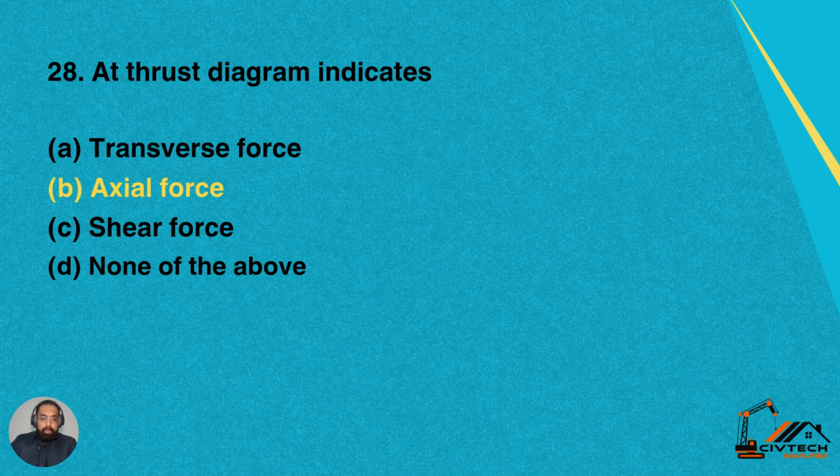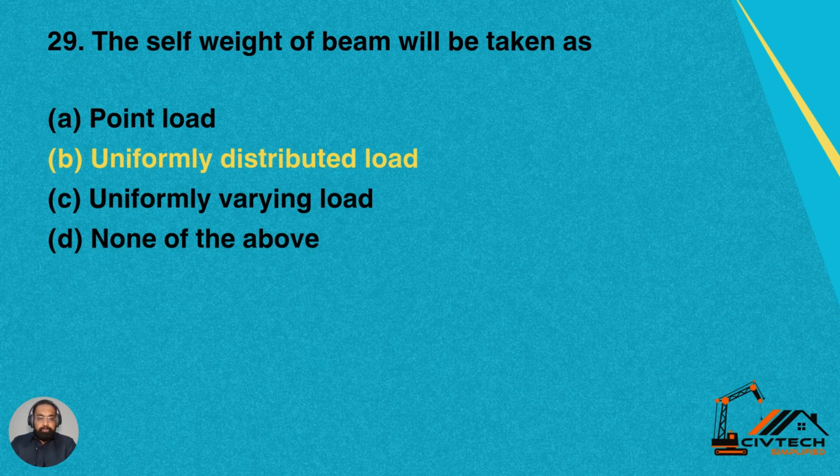Question 28. A thrust diagram indicates option A transverse force, option B axial force, option C shear force, option D none of the above. A thrust diagram indicates axial forces. So B is the correct option for this question.